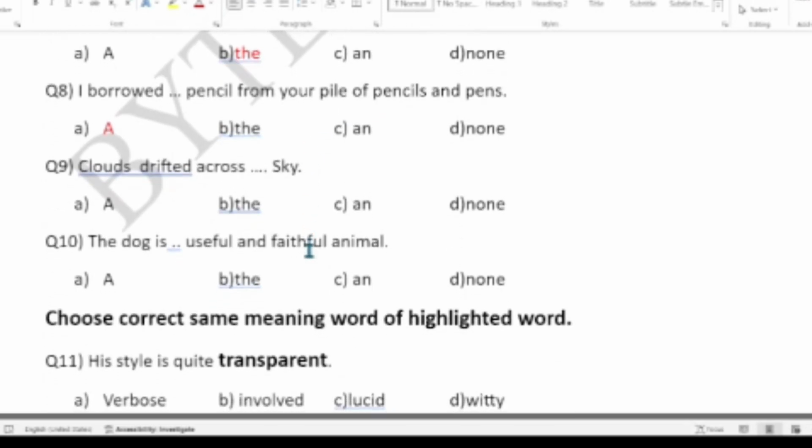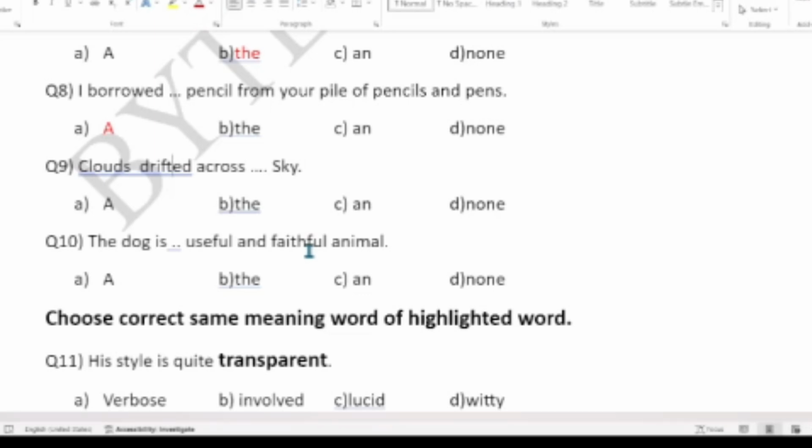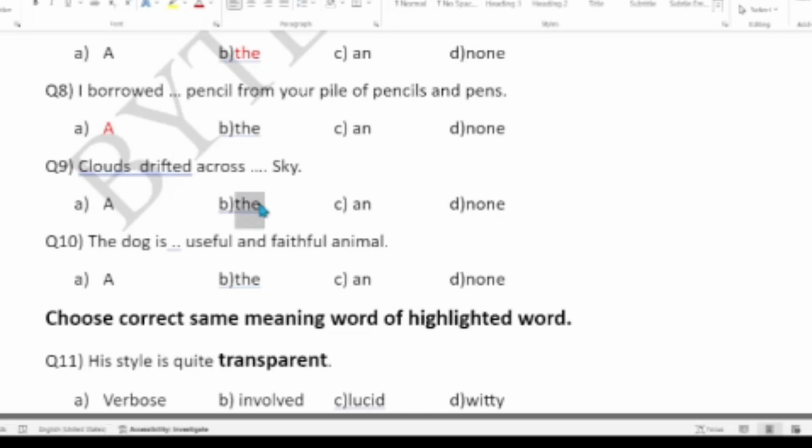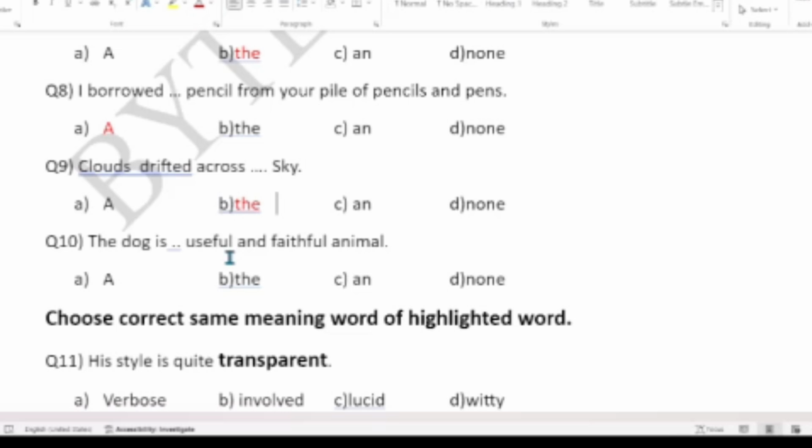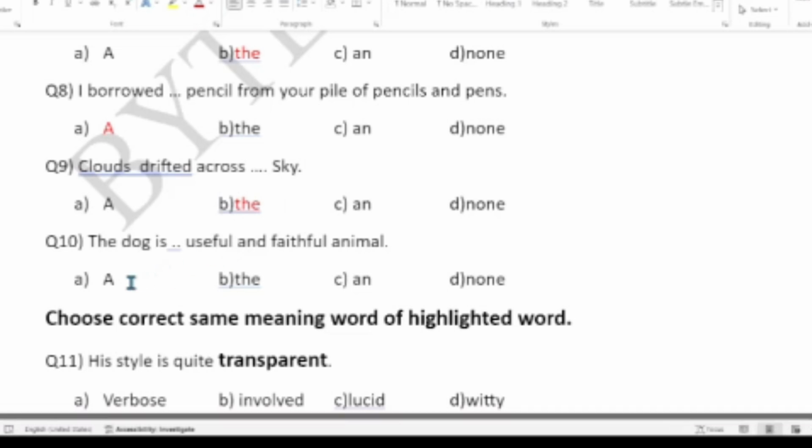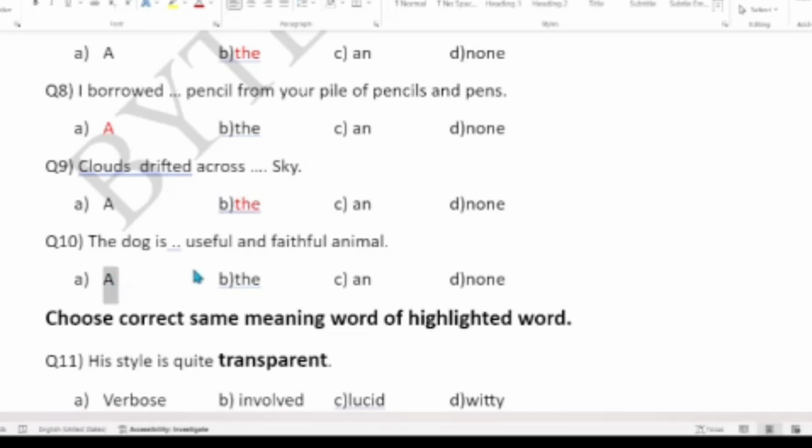Sentence number 9. Clouds drifted across sky. This is a very easy question, because a and an are not used here, because the sky is unique. So clouds drifted across the sky. The correct article for this question is also the. The dog is a useful and faithful animal. Here many students put an, which is incorrect, because the pronunciation of useful starts with a consonant sound. So the correct answer is: The dog is a useful and faithful animal.